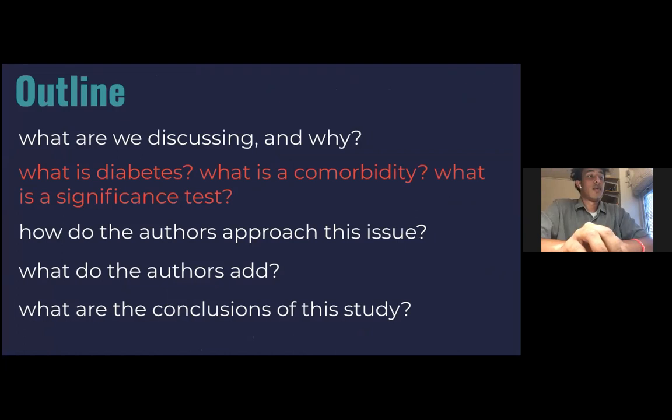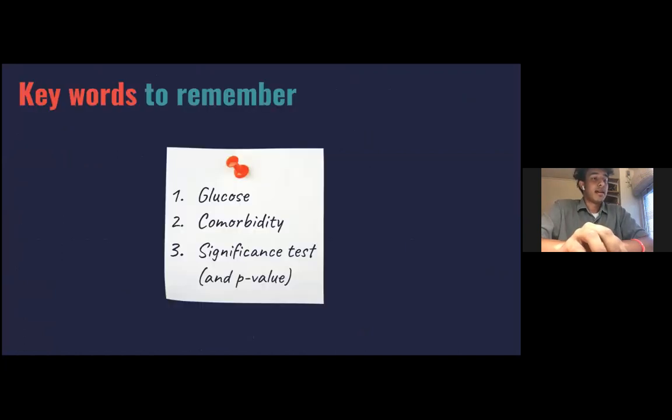Okay, so now I'm going to go into some definitions. I'll define what diabetes is and then talk about what comorbidities are. And then lastly, I'll go into significance testing, which is a technique that is used all throughout this study. And here are just some keywords to keep track of while I'm talking about some definitions. The first is glucose, second is comorbidity, and then the third is a significance test, as well as a p-value, which is a part of significance testing.